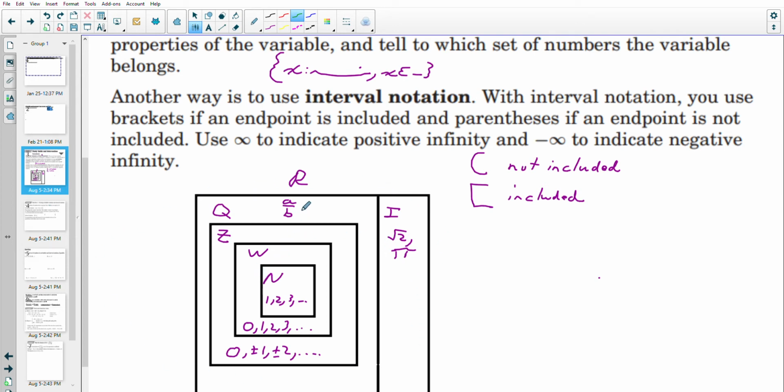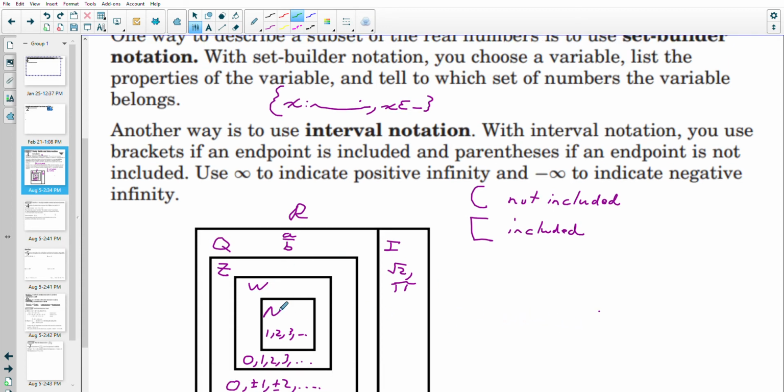And starting with rationals, rationals can be written as a ratio, and irrationals cannot be written as ratios, such as square root of 2 and pi. Within the rationals, you have the integers, written as 0, plus or minus 1, plus or minus 2, whole numbers, and natural numbers. The only difference between whole numbers and naturals is that whole numbers contain 0.